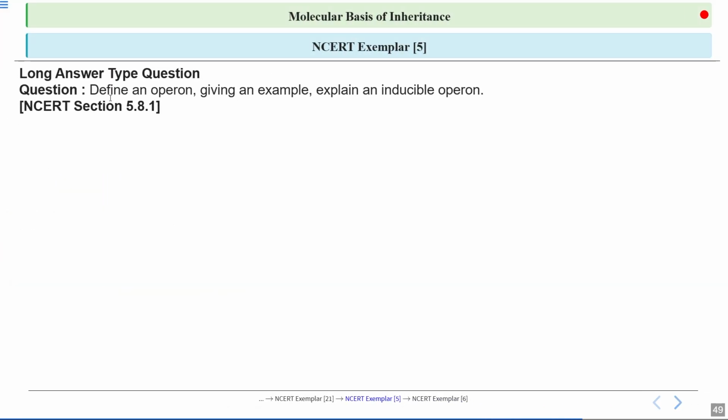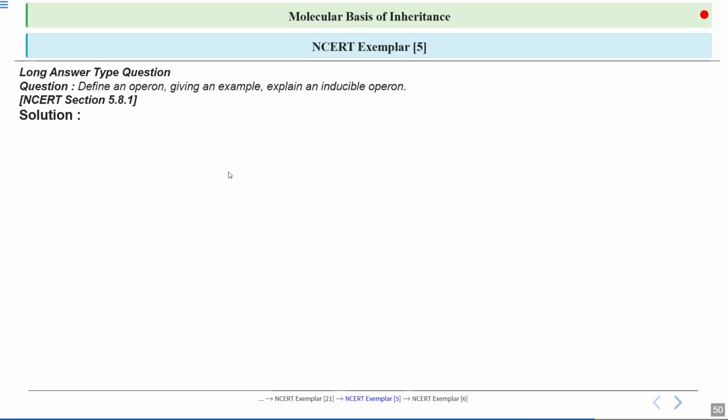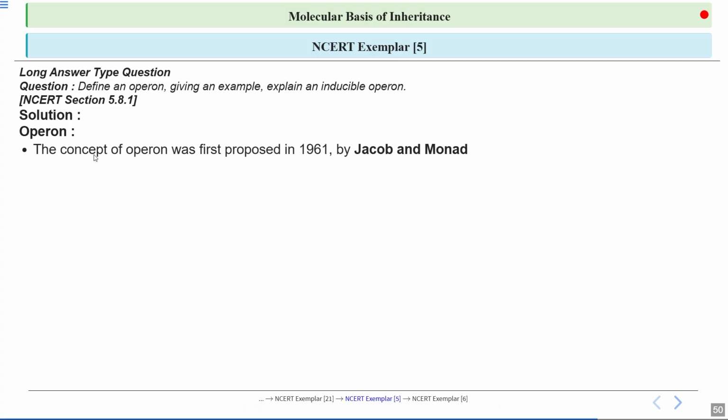Okay, next question. You have to define operon, give an example, and explain an inducible operon. So let's quickly have a look at the answer to this question. So operon: the concept of operon was proposed in 1961 by Jacob and Monod. An operon is a unit of prokaryotic gene expression. These are present in prokaryotes such as bacteria.